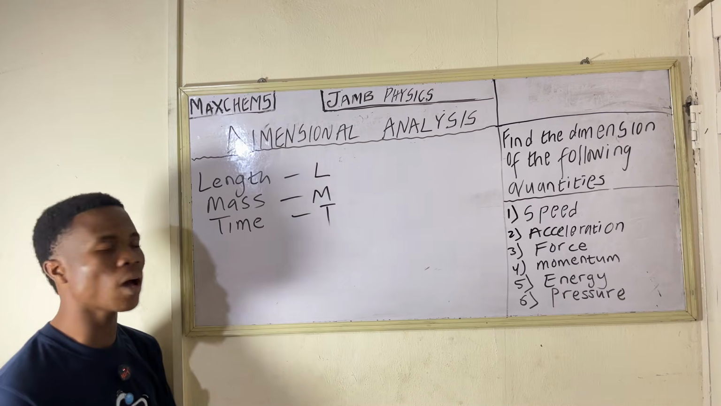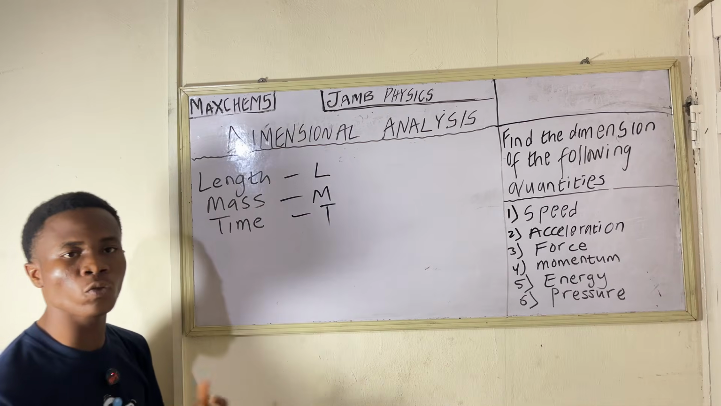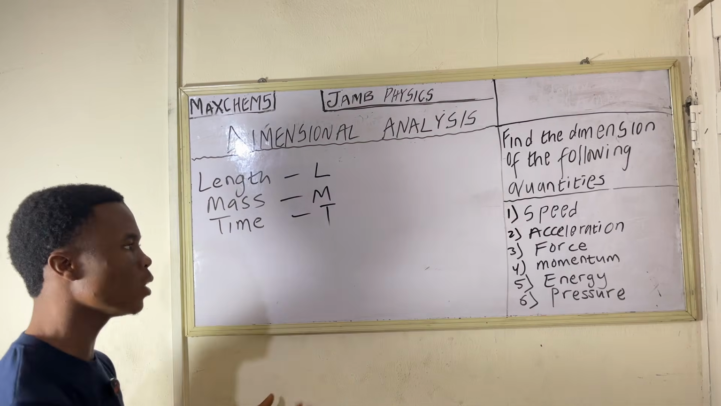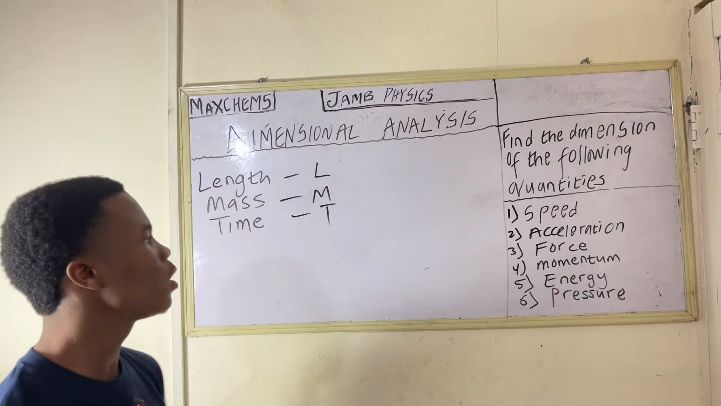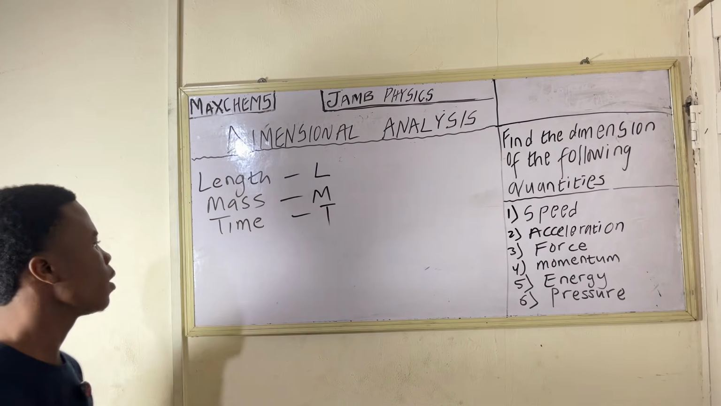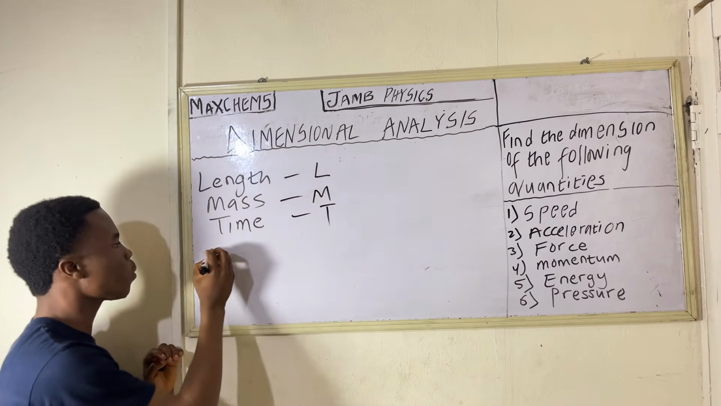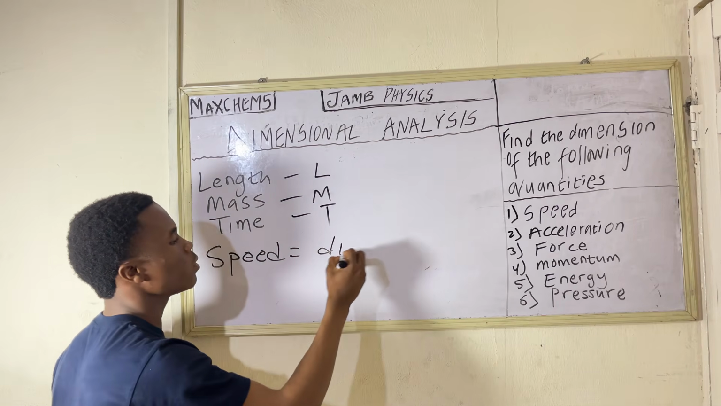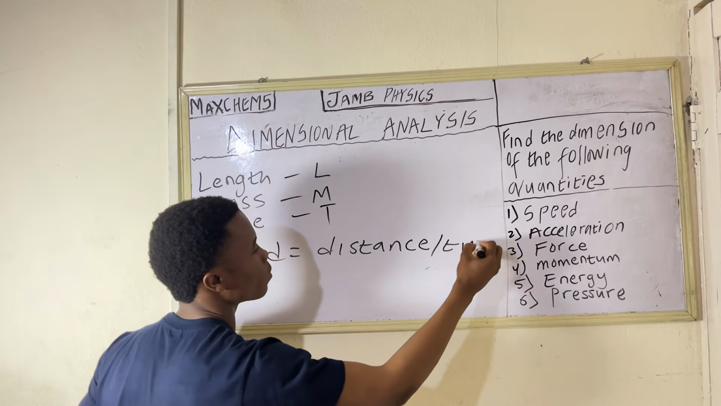So most physical quantities have these three basic dimensions. If you are asked to find the physical dimension of any physical quantity, probably a derived quantity like speed, acceleration, force, area, volume, energy, voltage, you can basically get that through their formula. Let's take for instance, let's say we are asked to find the dimension for speed. I know the formula for speed is distance over time.